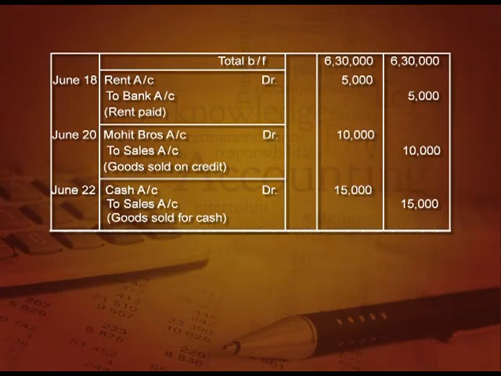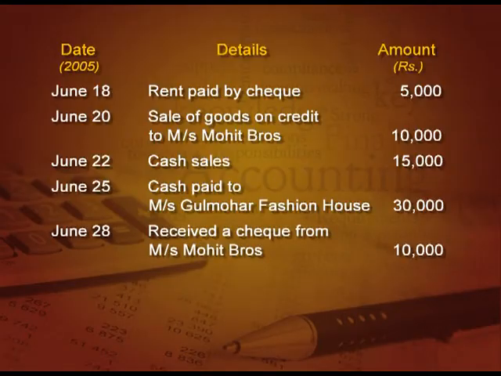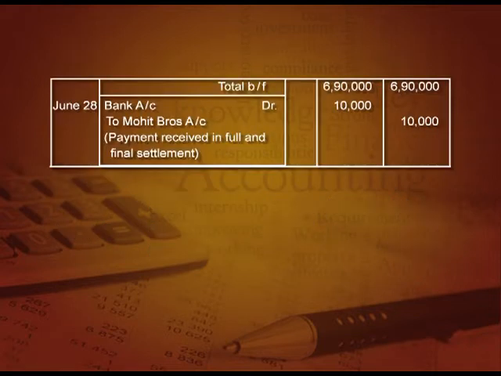Next, cash paid to Gulmohar 30,000. Entry is Gulmohar account debit to cash 30,000. In the Gulmohar account to cash 30,000, in the cash account by Gulmohar 30,000. Next, received a check from Mohit Brothers 10,000. Bank account debit to Mohit Brothers 10,000. In the bank account to Mohit Brothers 10,000, in Mohit account by bank 10,000.